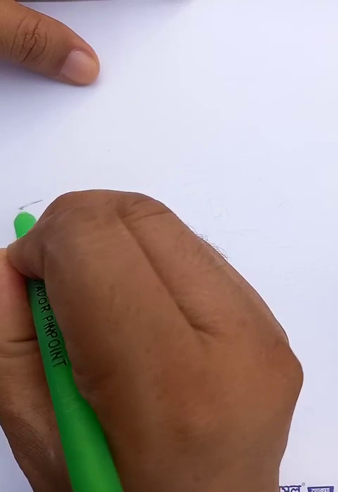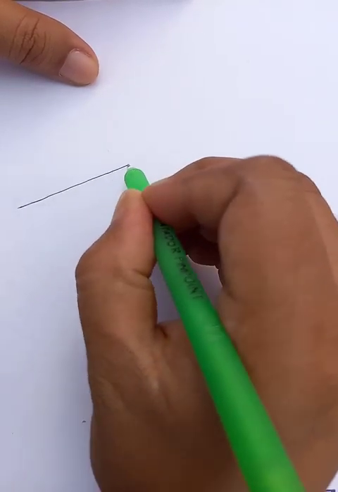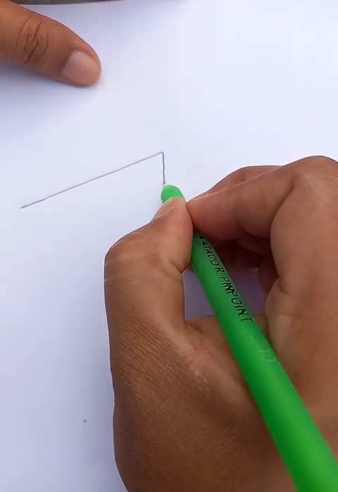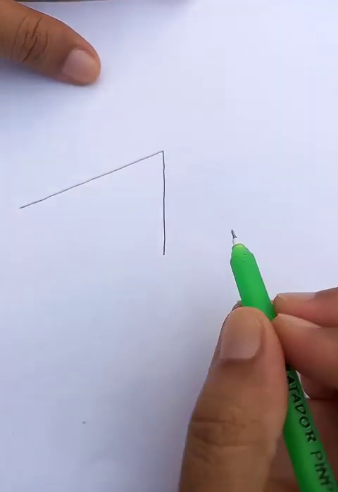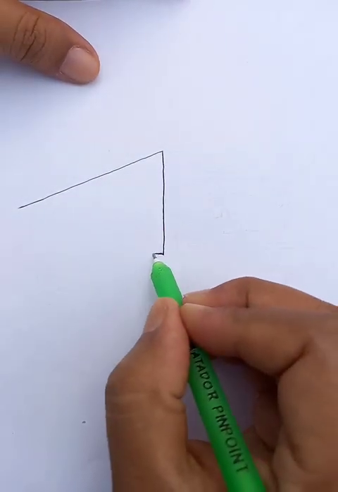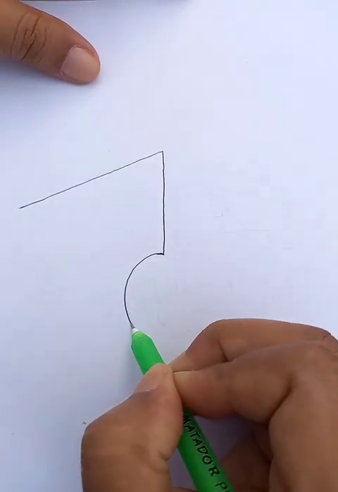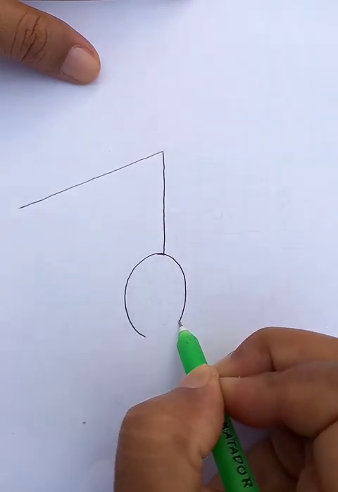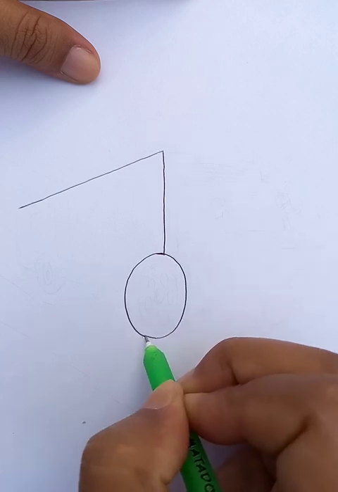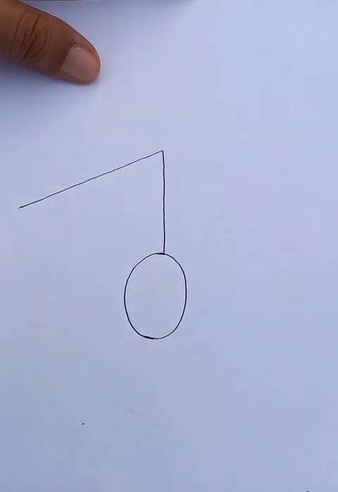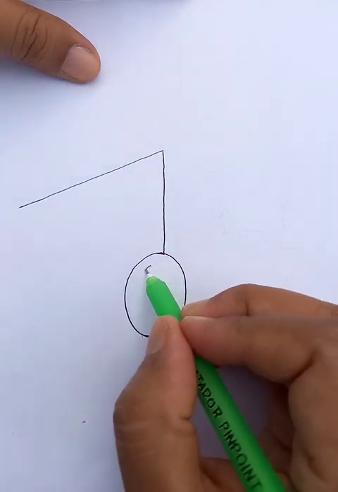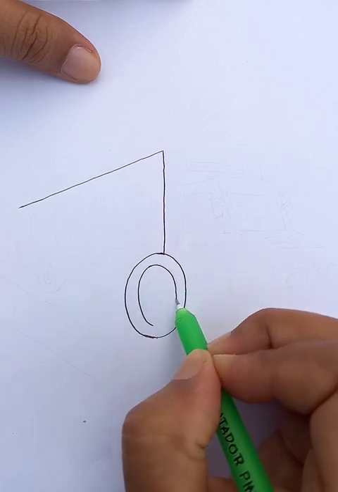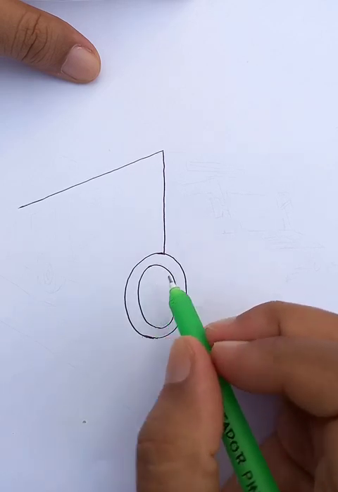Let's do the body. As you know, the rules of perspective are used here. The things which are near to us are going to look bigger, and the things which are at a distance from us are going to look smaller. So the things far away are going to look smaller, and the things near us are going to look bigger. This is the basic rule for perspective.